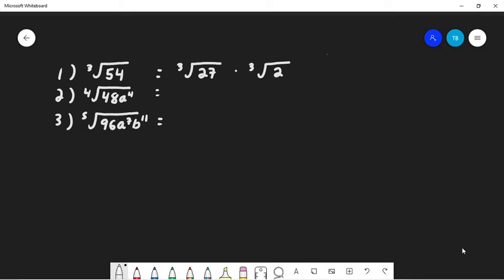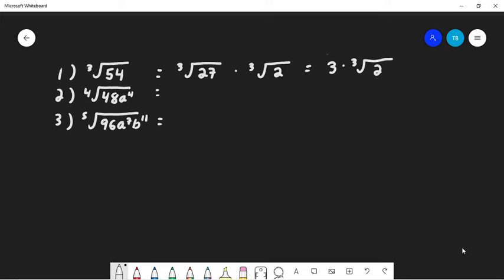So then we can rewrite this one more time as 3 times the cubic root of 2. And then we can't break down that second part because there's no rational number equivalent to the cubic root of 2. So we can just leave it as is like that. So it'd be 3 times the cubic root of 2. Okay, let's try another example together. We'll do number 2 now.